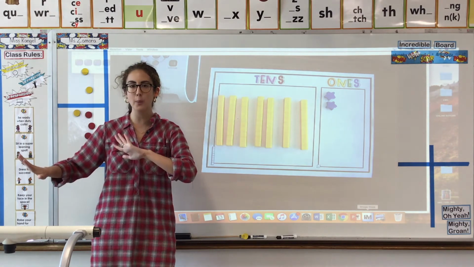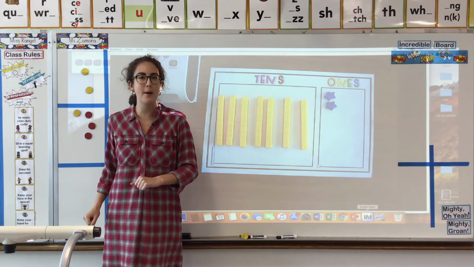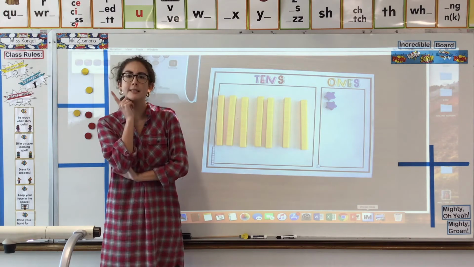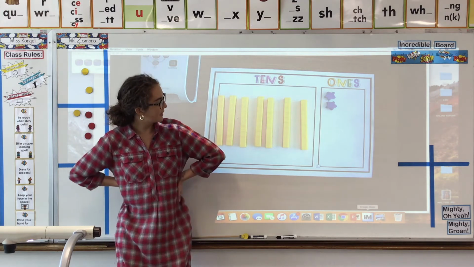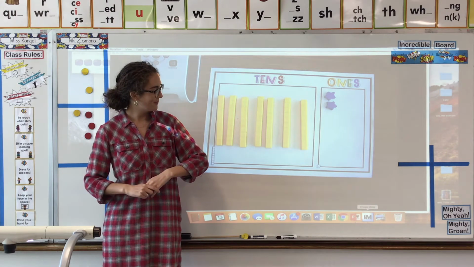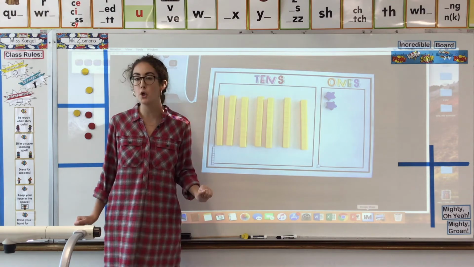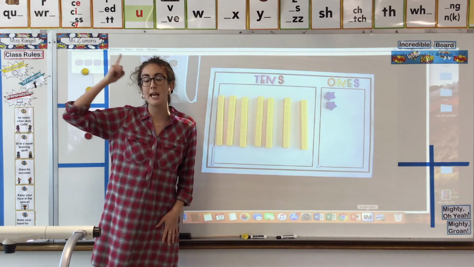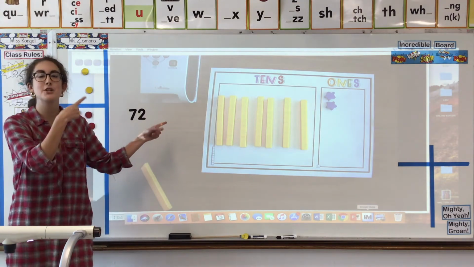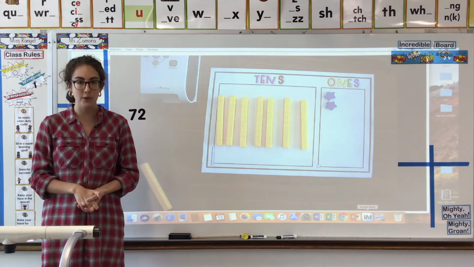Okay, I just reset the board, and we're looking at a new number. What number do you see up here? How many tens are here? How many ones? What do you see? I see 7 tens, and I see 2 ones. That number is 72. So right here up on the board, we have 72.